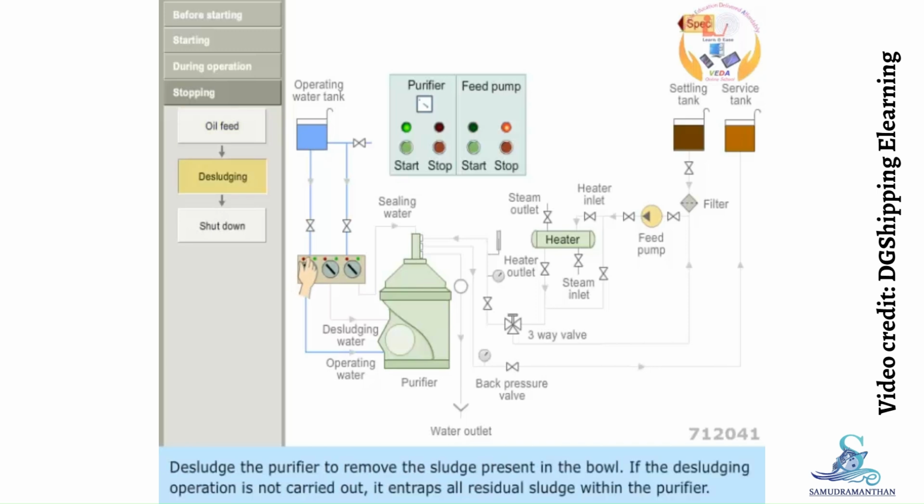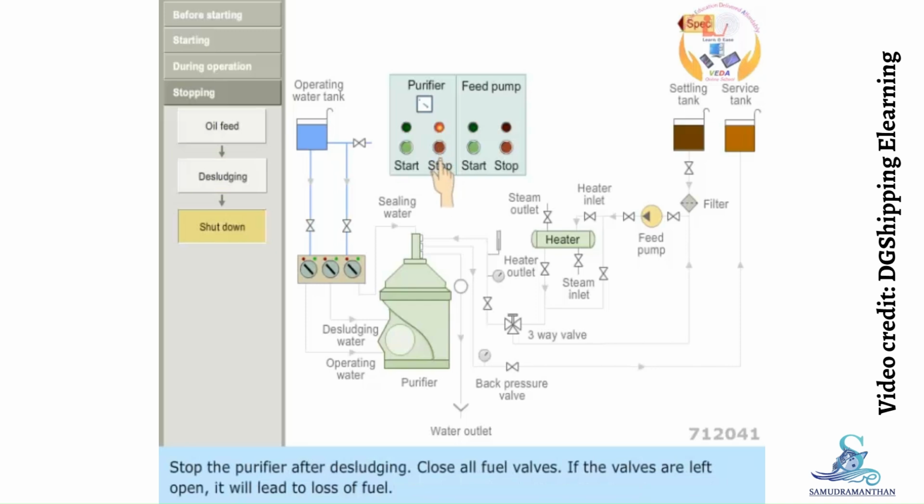Desludge the purifier to remove the sludge present in the bowl. If the desludging operation is not carried out, it entraps all residual sludge within the purifier. Stop the purifier after desludging. Close all fuel valves. If the valves are left open, it will lead to loss of fuel.